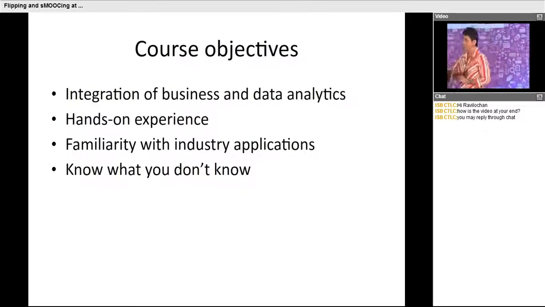As I said, traditionally, this course was offered as a lecture type of course with a team project component that runs throughout the entire term. And there are homeworks and all the usual different components. There are no tests in this type of course. What I did in trying to achieve these objectives better was to use technology in the following way. And this is why I called it flipping and smooking.